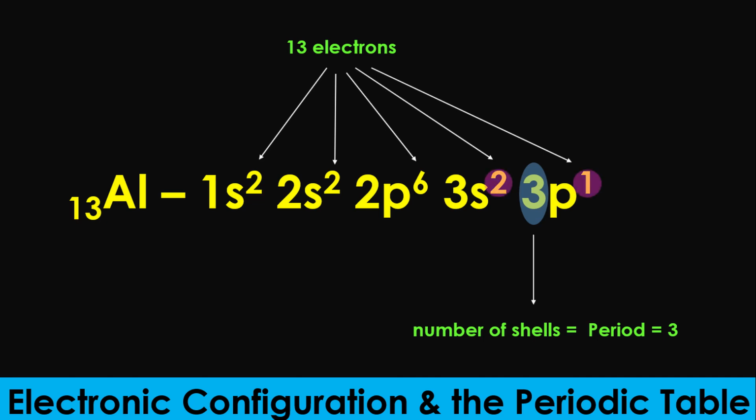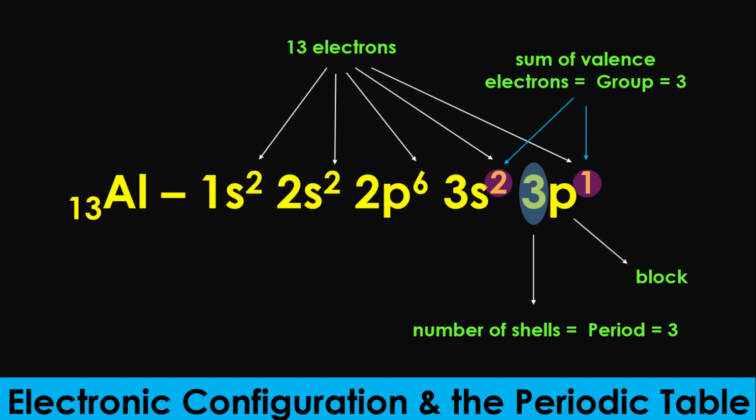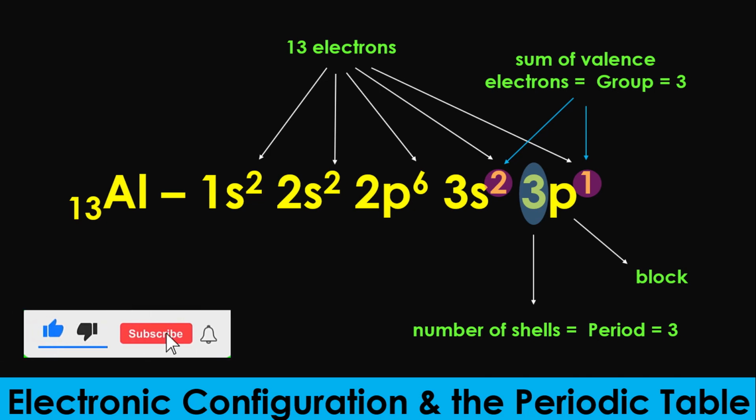The sum of the indices in the orbitals with the highest principal quantum number in the electronic configuration represents the valence electrons in the atom of the element and the group to which the element belongs, while the outermost or last orbital in the electron configuration represents the block in the periodic table to which that element belongs.